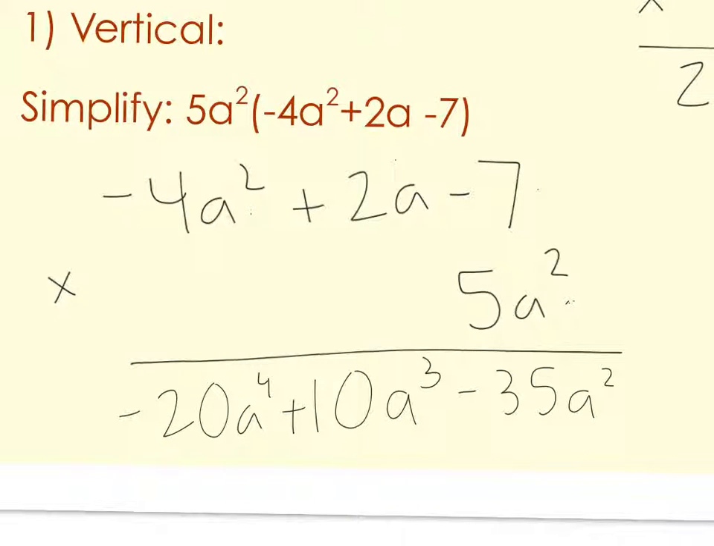And now I look at my final solution, and I ask, can I combine any a to the 4ths with a cubes with a squared? I cannot. So negative 20a to the 4th plus 10a cubed minus 35a squared is my solution.